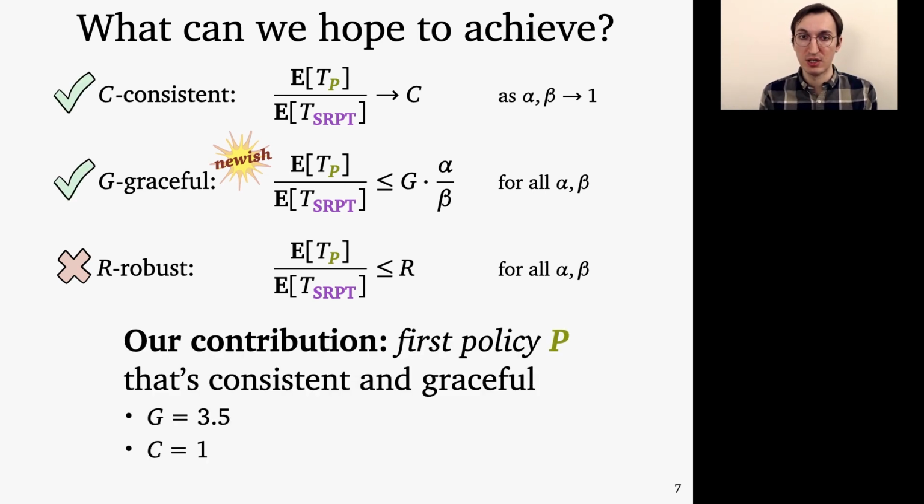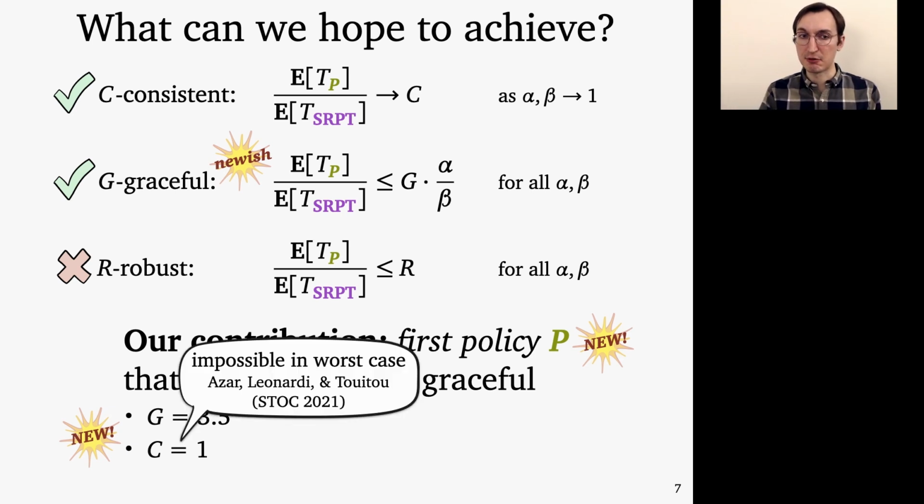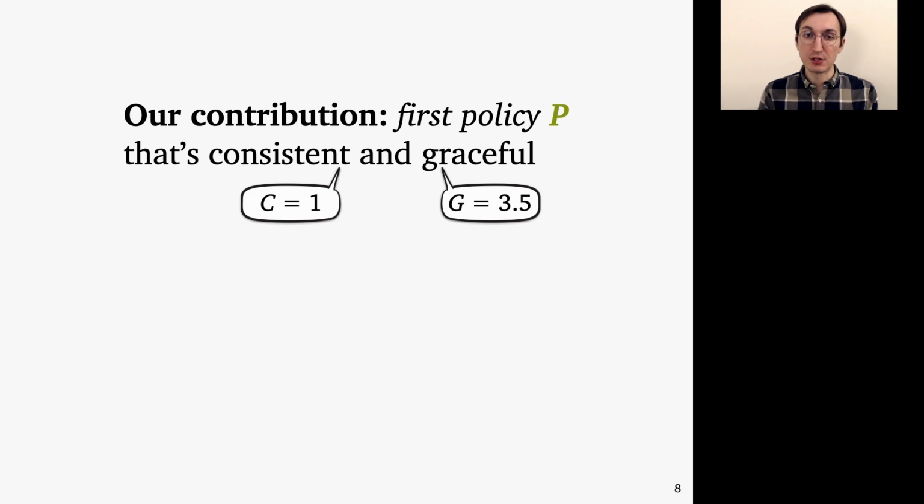So our main contribution is introducing a scheduling policy that's the first that has been proven to be both consistent and graceful in this stochastic scheduling setting. In terms of gracefulness, we have constant G equals 3.5, and for consistency, C equals 1. So it's perfect consistency. What's new here is both the policy itself and these proofs that it's graceful and consistent. One thing I want to point out about consistency in particular is that this consistency result with C equals 1 is impossible to achieve in the worst case. So this is one difference between the stochastic setting and the worst case setting. All right, so let's recap this contribution. We introduced the first scheduling policy that is both consistent and graceful.